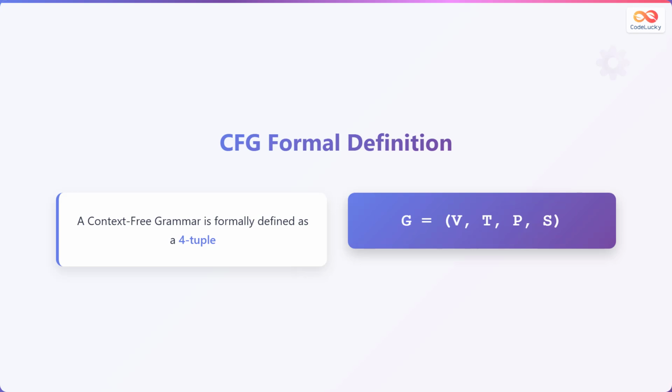A context-free grammar can be formally defined as a four-tuple. That is, it is defined by four components, which are represented by the capital letters V, T, P, and S. So we can say that G equals the tuple containing V, T, P, and S.